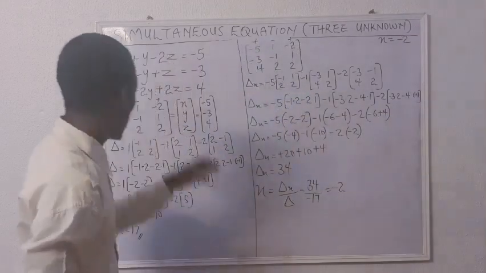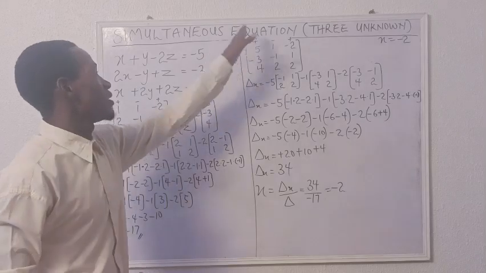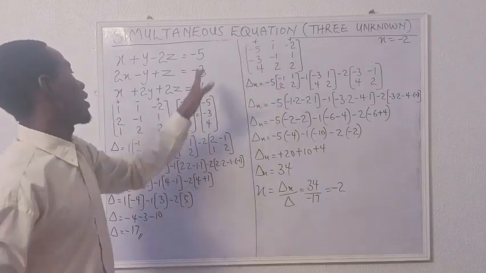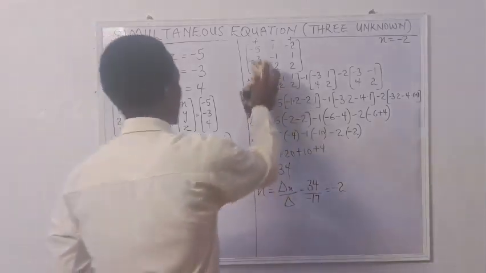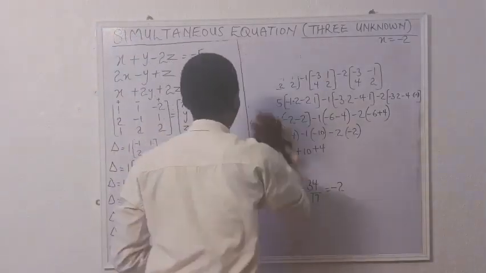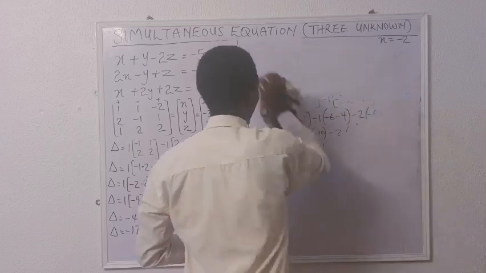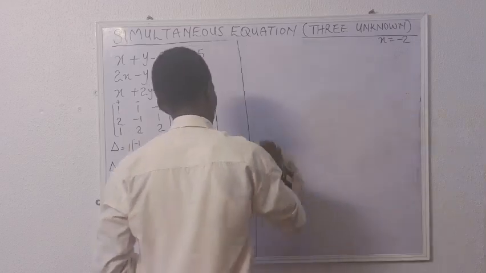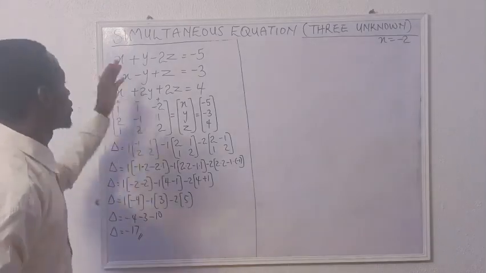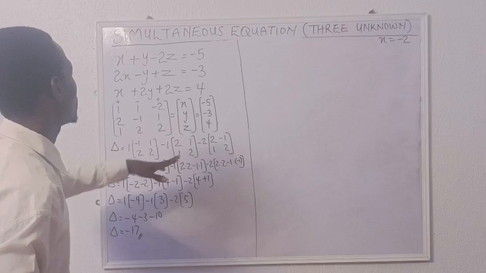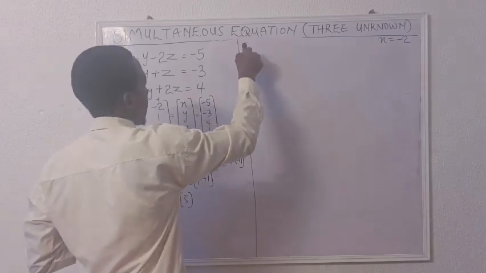Because I'm still going to look for Y and Z. And I've told you that I'm just going to put the answer in the second column for Y and put the same answer in the third column for Z. So permit me to clear this. Yes. Like I said, to look for my Y, which is the second unknown variable, I'll put my answer in the second column. So that will give me a matrix of this nature.